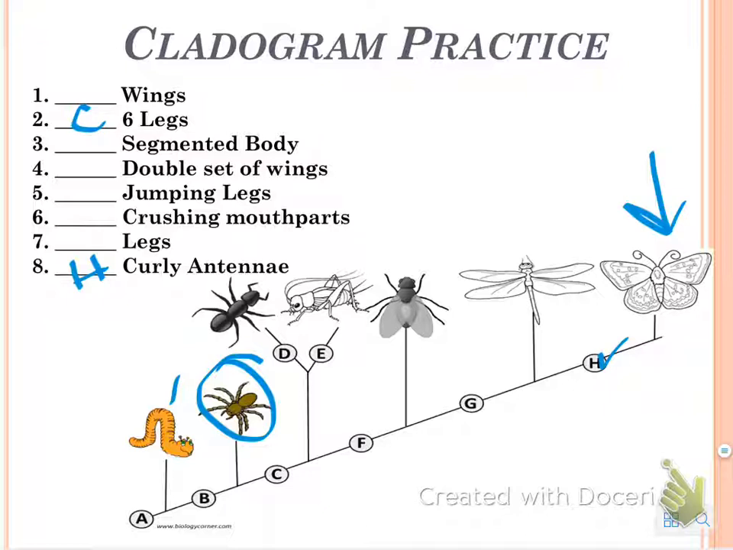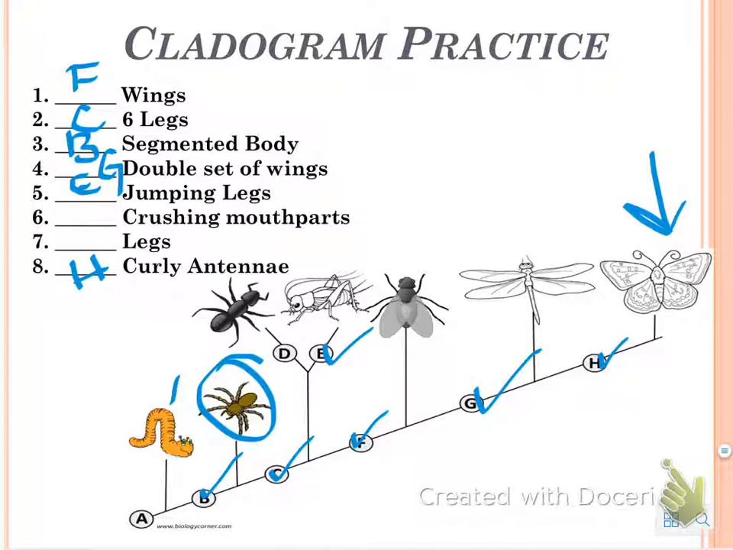Wings. Where do wings start? Wings look like they start at F. A segmented body, so a body that's broken into segments. Well, the spider is, but the worm isn't. So segmented body is going to be B. Double set of wings, that looks like it starts at G. Jumping legs, that one's pretty specific. That's just going to be E.